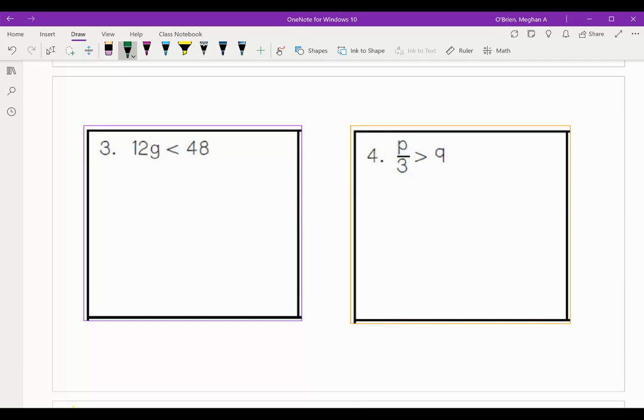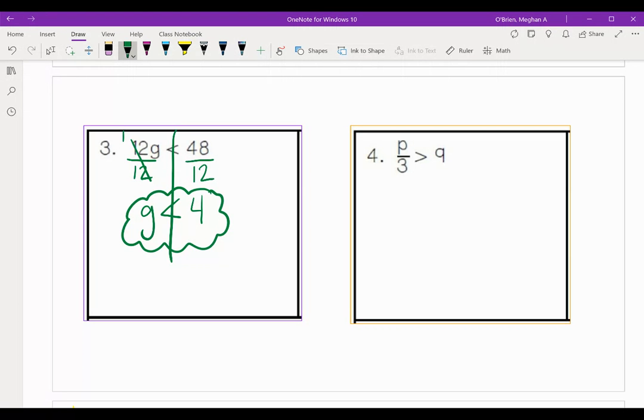Number 3, 12 times G is less than 48. So it's multiplication. To reverse that, I will divide by the 12. So I have 1G on the left side. And I will do the same on the right-hand side. So I'll divide it by 12. G is less than 48 divided by 12, which is 4. I can go ahead and do a check number just to test it out, but I am so confident from before that I got it right. And it's not asking me to graph it. So there it is. Any number less than 4 makes this inequality true.